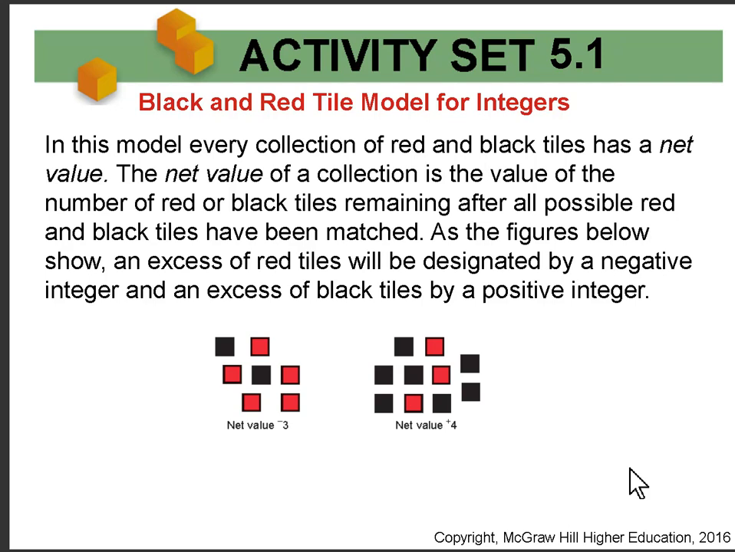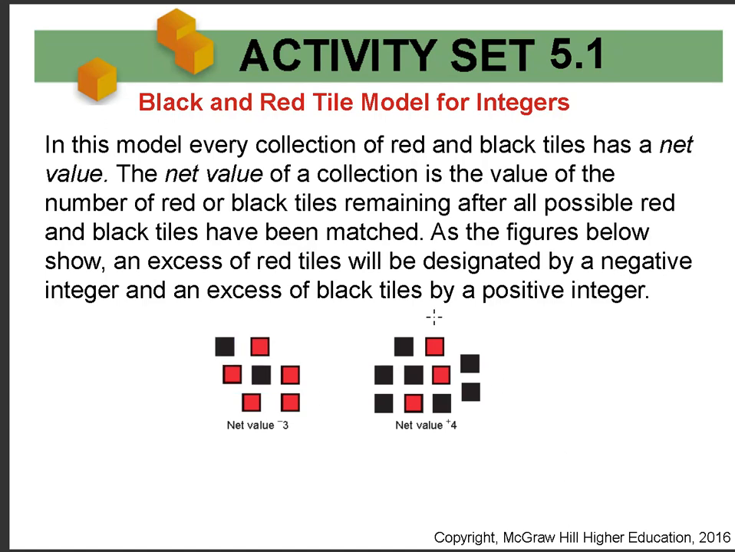You can make collections with extra tiles in them, but when you match up the black and red tile pairs, +1 and -1, which equals 0, then you get the net value of a collection. You can see here that we have 5 red and 2 black tiles. But if I match those 2 black and 2 red, they don't add anything to the value of this collection. So the net value of the collection is simply the remaining 3 red tiles, or -3.